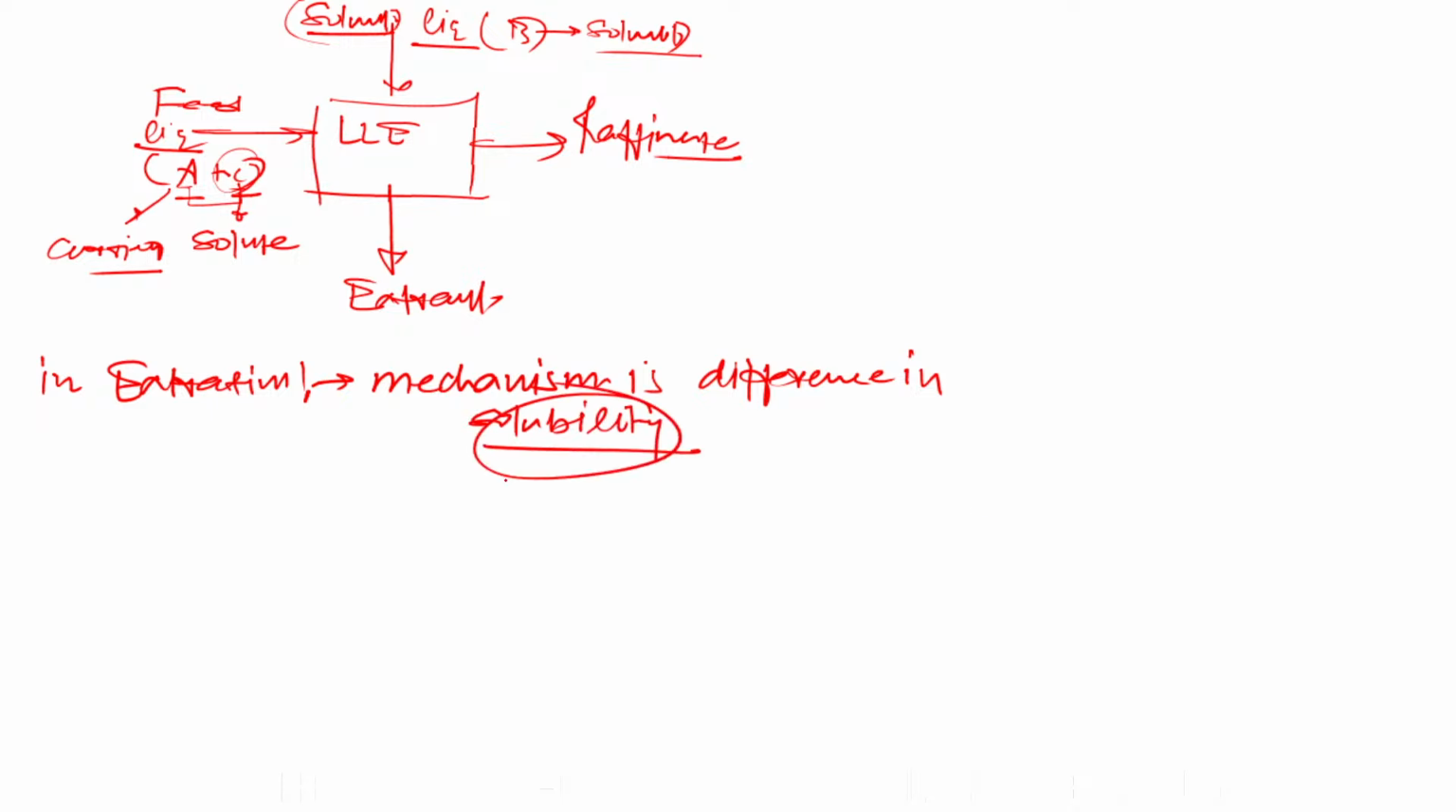What is solubility? Solubility is the ability of the solute to dissolve in the solvent. So in this case, what happened? The solvent that we are using here to extract the solute must have some solubility for the C. And that solvent may also have some solubility for the A, but they are not completely soluble. They are partially soluble.